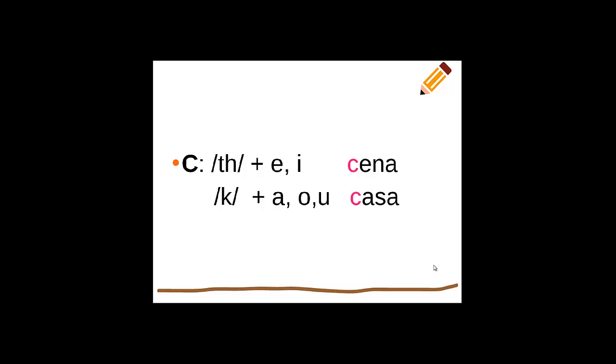Letter C can be pronounced like th when followed by E and I, like in cena. In that way, it's like theater. Or like K when followed by A, O, and U, like casa, home.